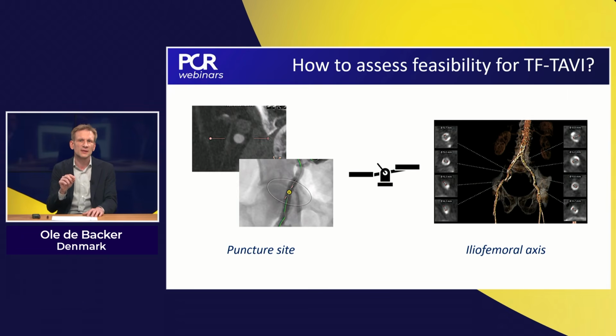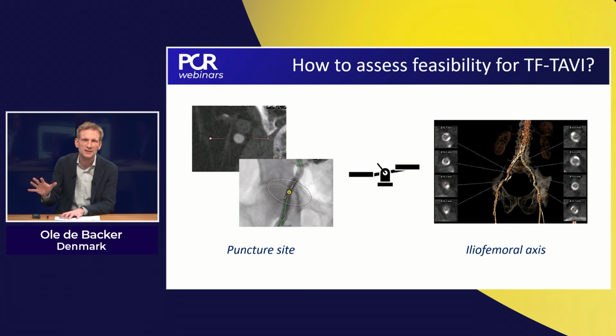However, before we really go into this topic, I think for me it's really essential that we discriminate between assessment of the puncture site and above the puncture site, the iliofemoral axis. Because if you have a virgin, non-calcified puncture site, as you see depicted on this picture here, for example, well, then I tend to try to keep this case transfemoral if there's nothing really severely calcified or an extremely small intraluminal diameter higher up in the iliac vessels.